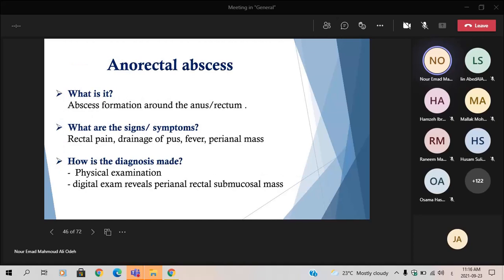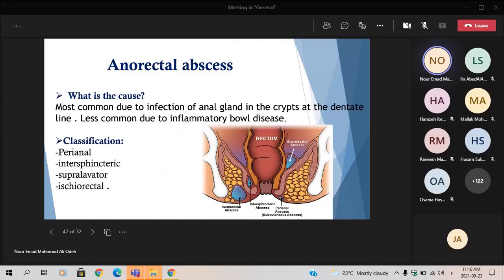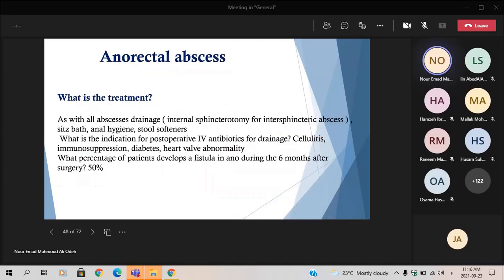Anorectal abscess is characterized by rectal pain and drainage of pus, fever, and a rectal mass. It is diagnosed by physical examination and digital rectal examination. Anorectal abscess, as any abscess, needs drainage and sitz bath and anal hygiene and stool softening. We need to know that after surgery, there is no need to give all patients IV antibiotics. We can give them only to immunosuppressed people, diabetes, heart valve abnormality, and cellulitis.